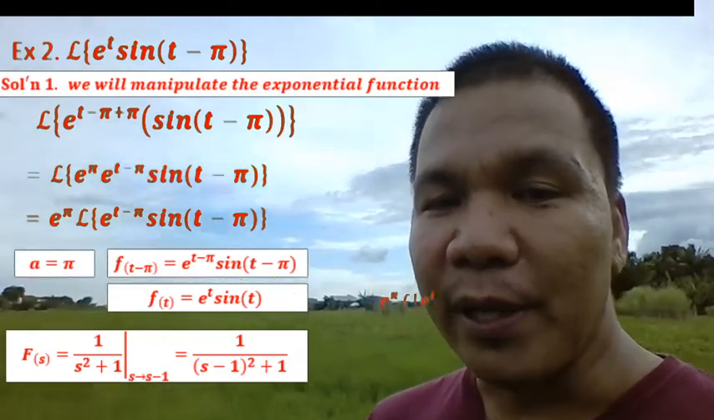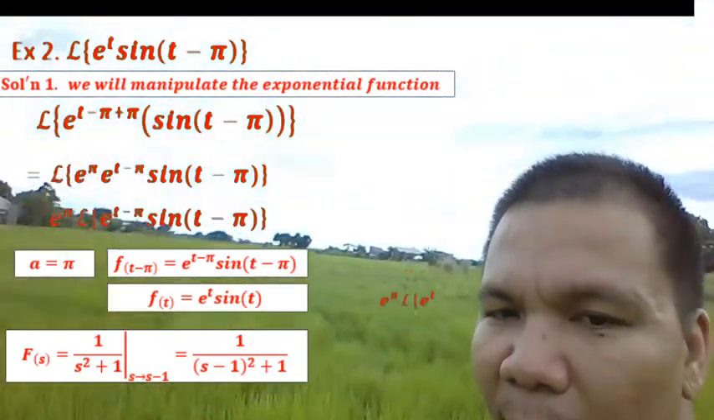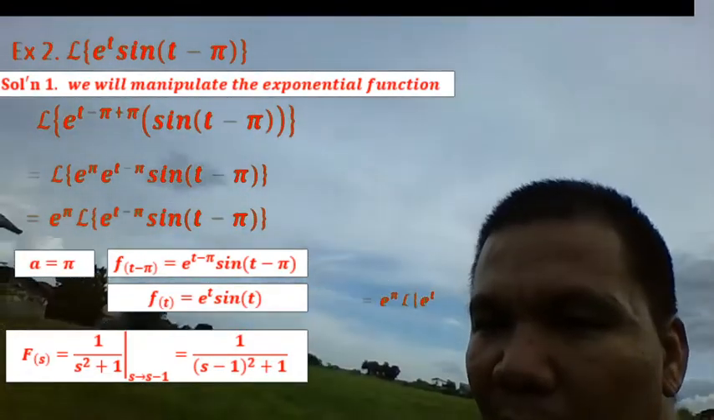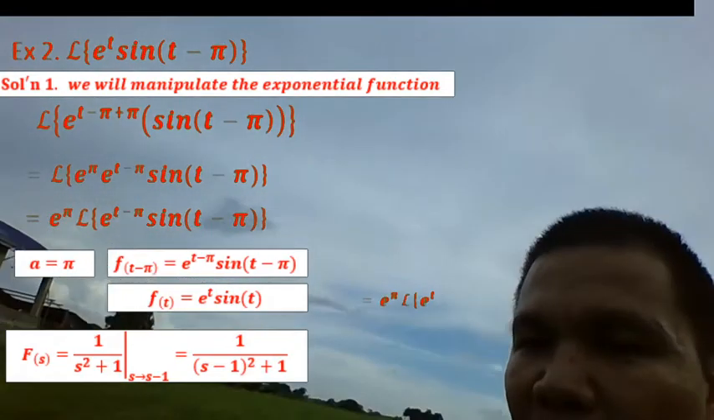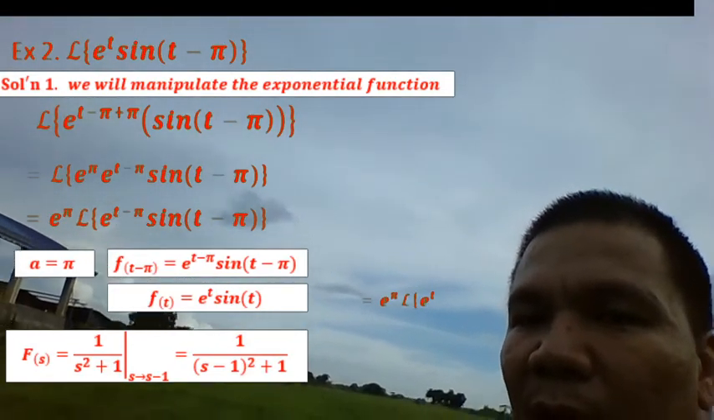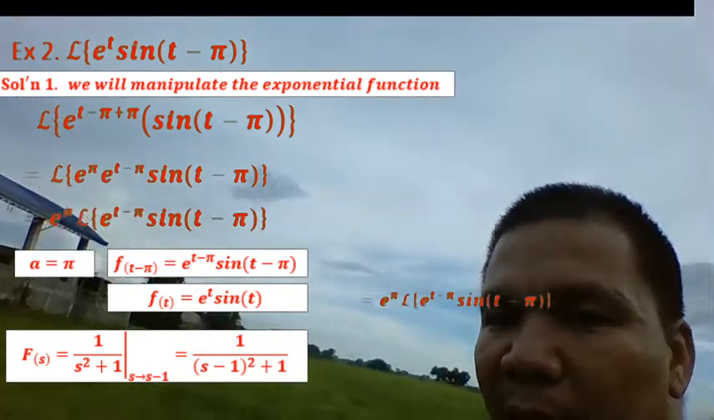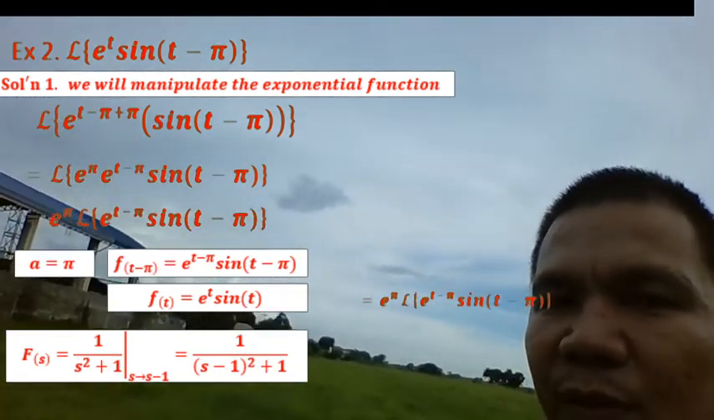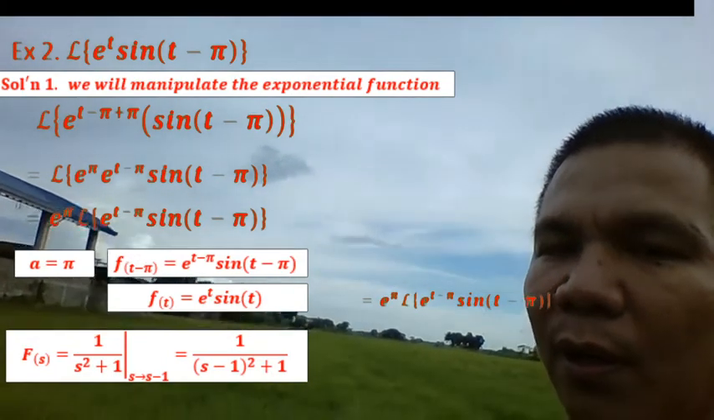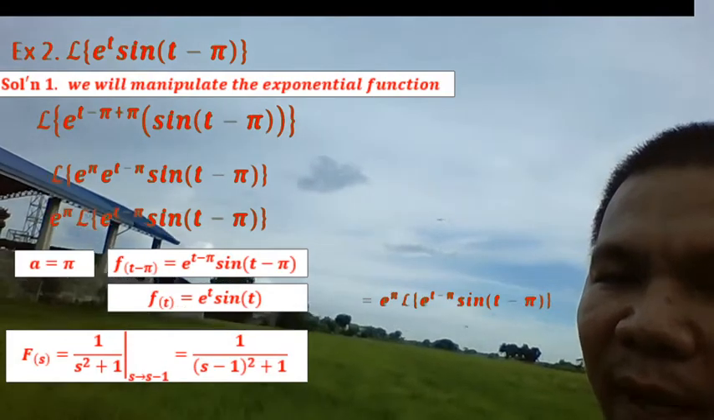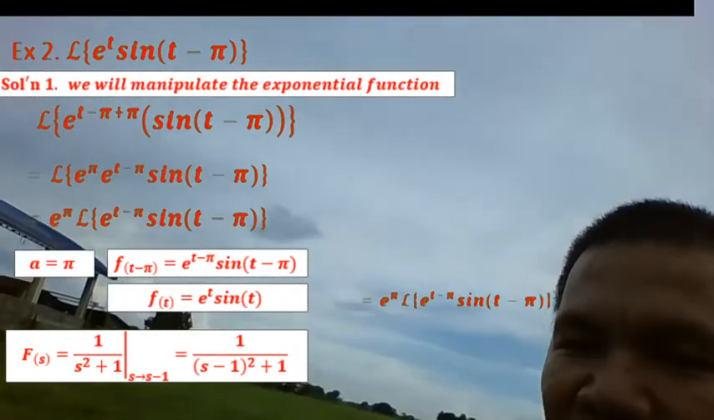Now, we need to put that in the formula, where the value of the transform will be equal to e raised to pi times the Laplace transform of a certain function. What's the Laplace transform of that? Okay, that is the Laplace transform of e raised to t minus pi multiplied by sine of t minus pi. Now, the Laplace transform of that can be solved using the second shifting theorem.